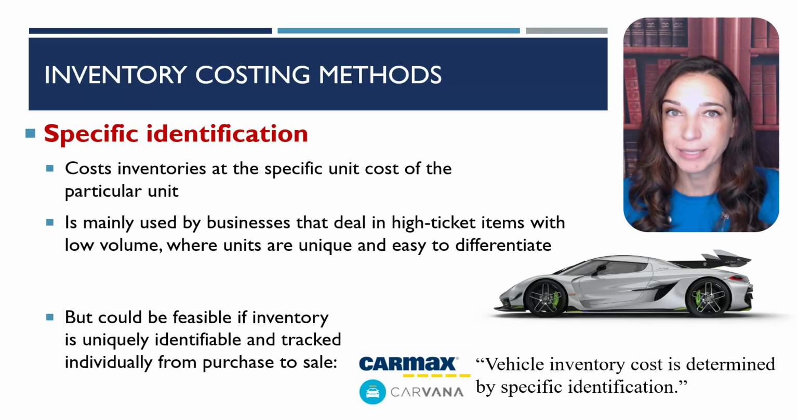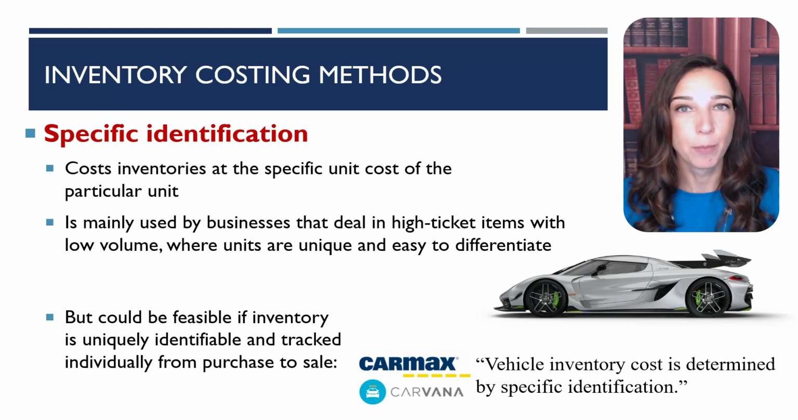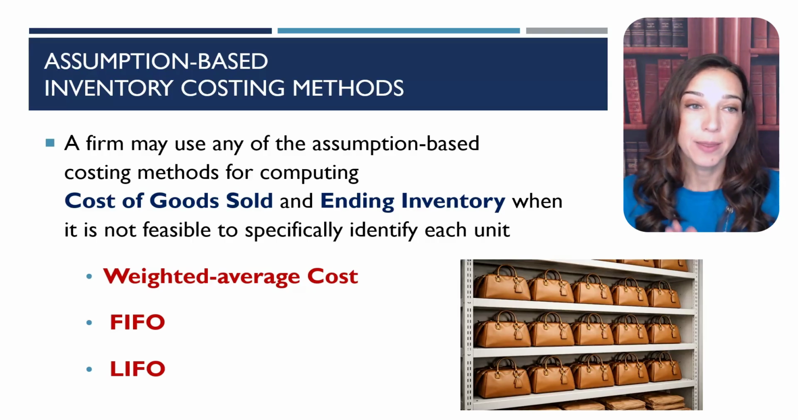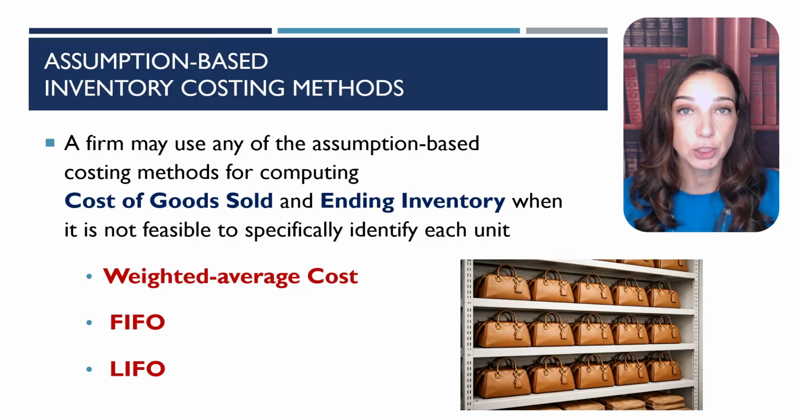The final product has unique identifying features, but in terms of the inputs that go into the creation of the product, it doesn't. So if the majority of publicly traded firms in the United States do not follow the specific identification methodology, then the question is, what do they actually do for their inventory costing? And the answer is they have choices. The company can use any of the acceptable assumption-based costing methodologies to assign the inventory cost from being an asset into being a cost of goods sold expense on the income statement.